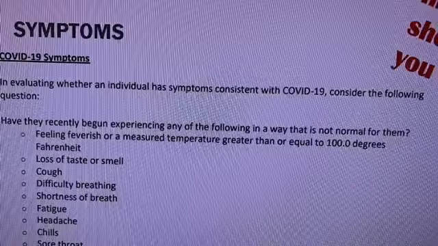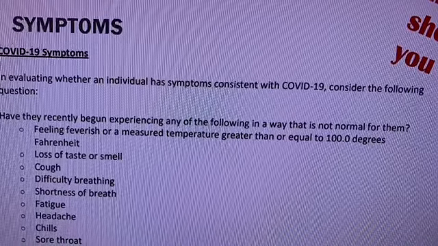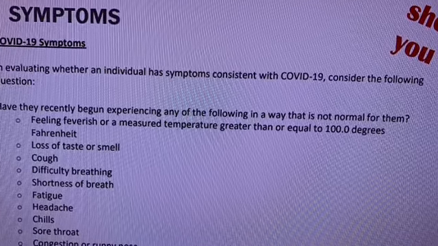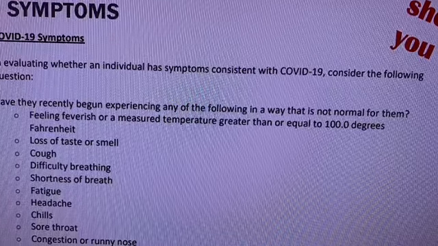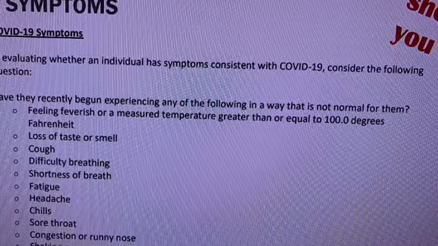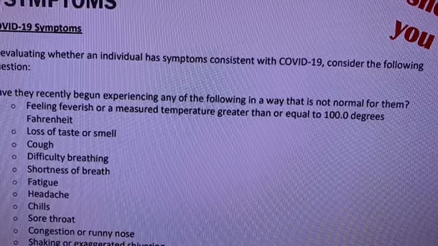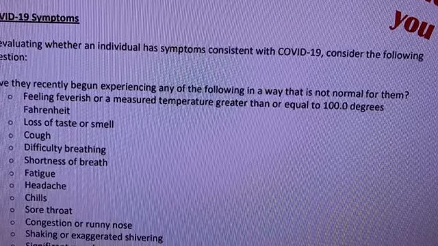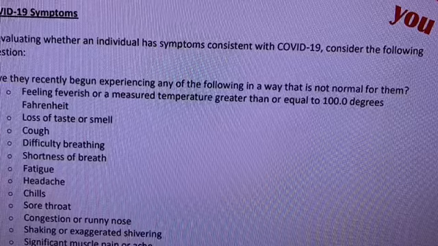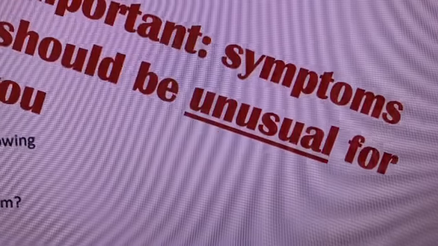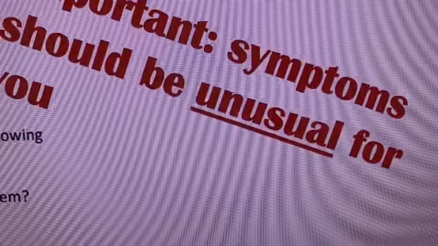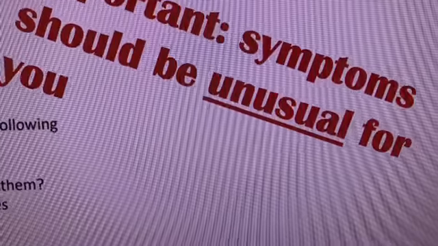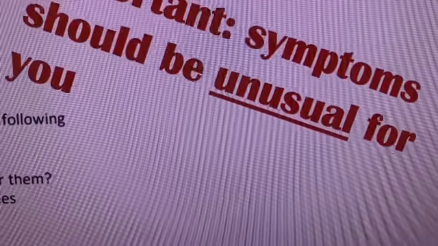So what are the symptoms of COVID-19? COVID-19 symptoms are the following: feeling feverish or having a temperature measured at greater than or equal to 100.0 degrees, loss of taste or smell, cough, difficulty breathing, shortness of breath, fatigue, headache, chills, sore throat, congestion or runny nose, shaking or exaggerated shivering, significant muscle pain or ache, diarrhea, nausea, or vomiting. Now, for these symptoms to be symptoms of COVID-19, they have to be unusual for the person experiencing them. So if you have allergies and often have a runny nose, that would not automatically be considered a COVID-19 symptom.